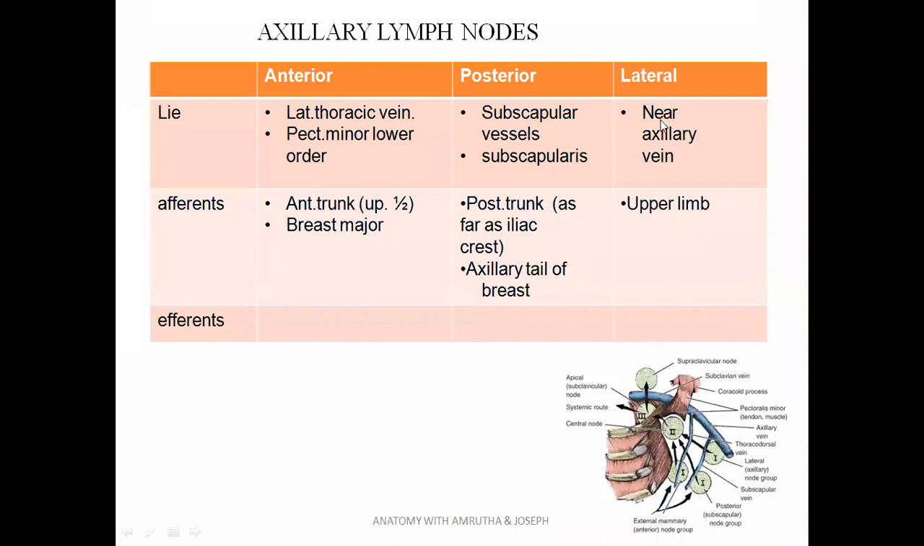Now, the lateral group lies along the axillary vein, which can be seen in this picture. Yes, here, the lateral axillary group, and they drain mainly the upper limb. So these are the different groups of lymph nodes: anterior, posterior, lateral.